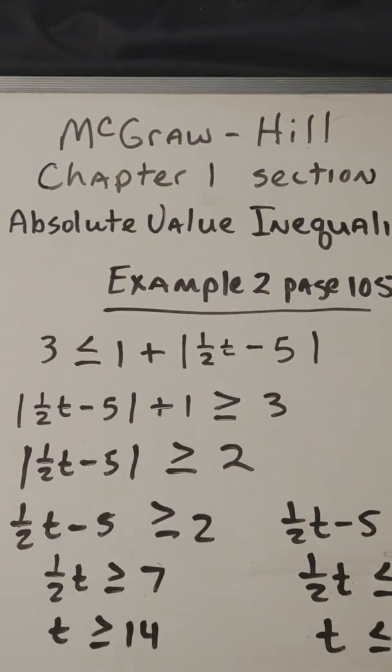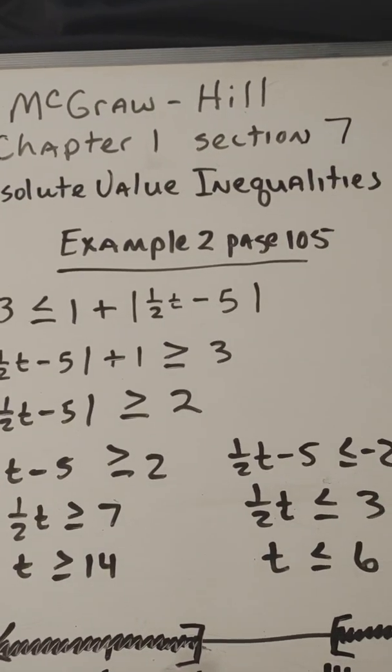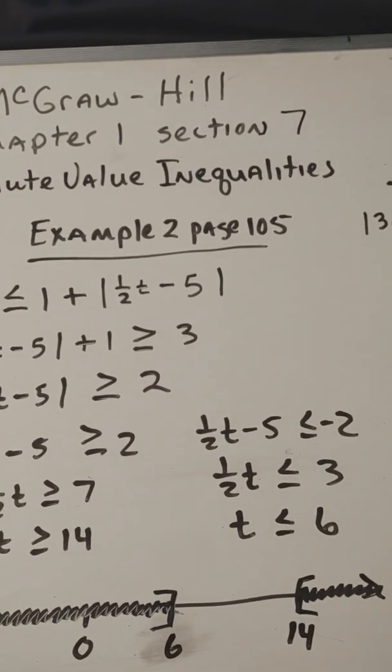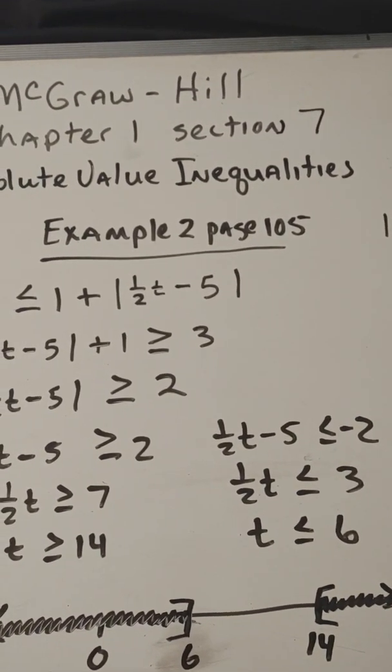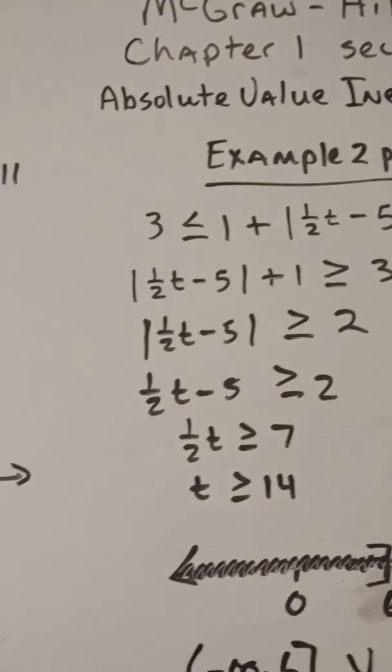Okay, this is McGraw-Hill Chapter 1, Section 7, Absolute Value of Inequalities. I think on the last one, I forgot to change the section number on the board for Section 6. It says Section 5, but it is Section 6.